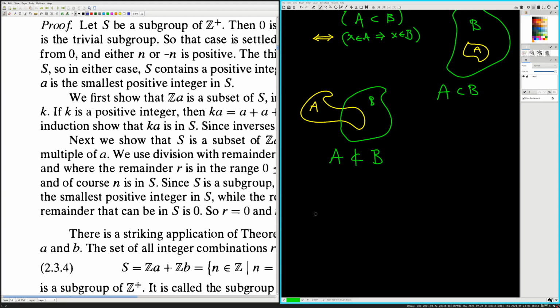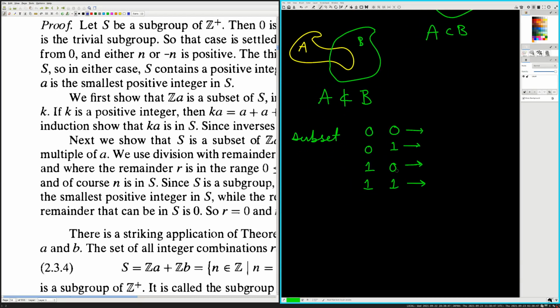But as a truth table, let's write it as subset: 0, 0, 0, 1, 1, 0, 1, 1, and let's draw our arrows. If we're in the first, then we're in the second. Well, we're not in the first, so we're fine. So put a 1 here. This is in fact true in every case. If we're in the first, then we're in the second. That's true in this case. False in this case. True in this case. And then for superset, you just flip the arguments.